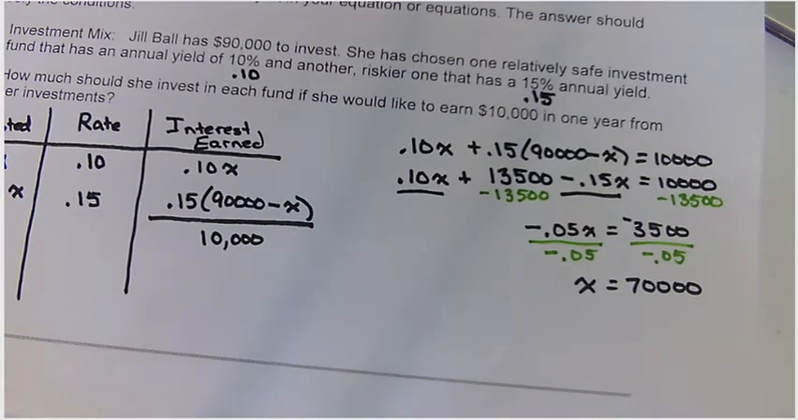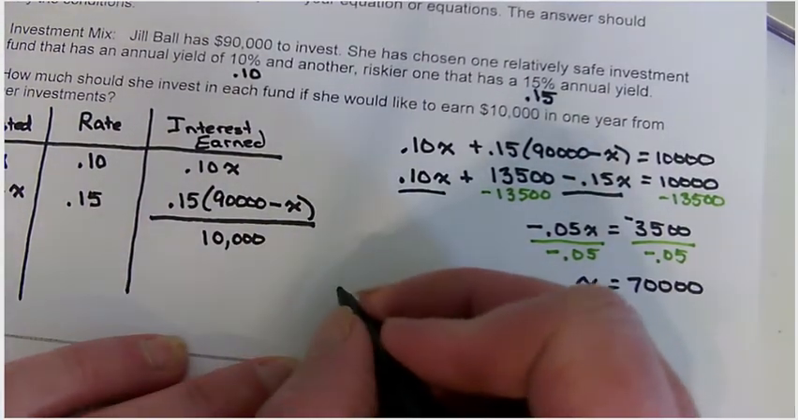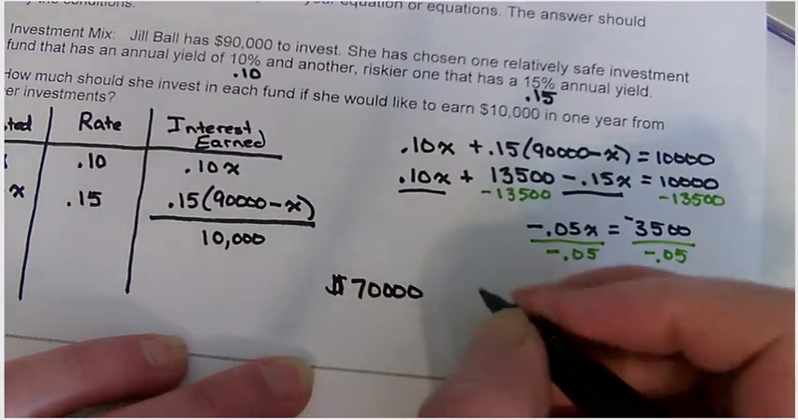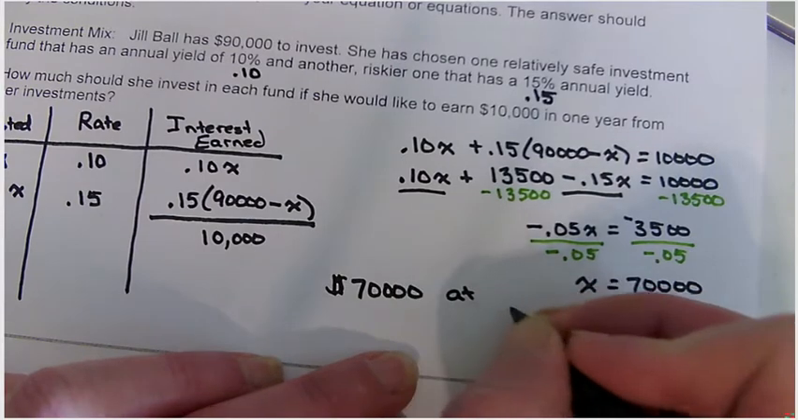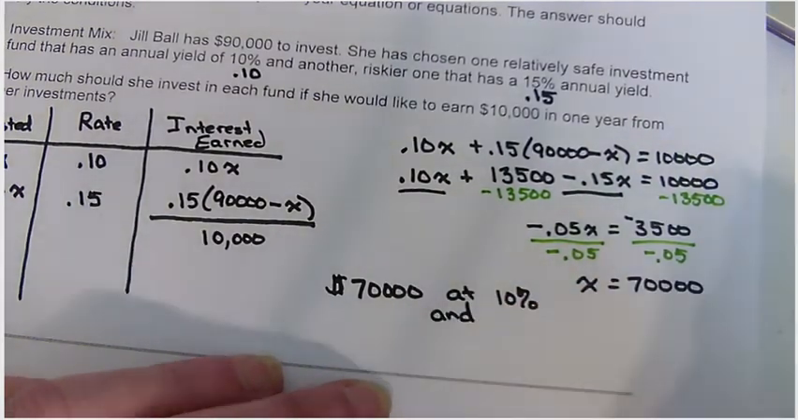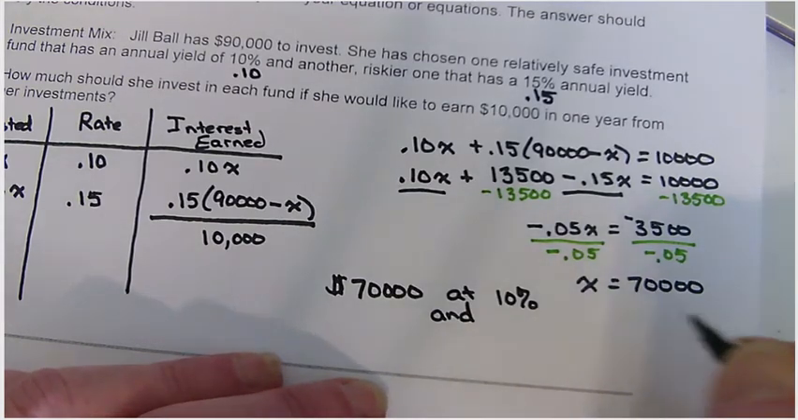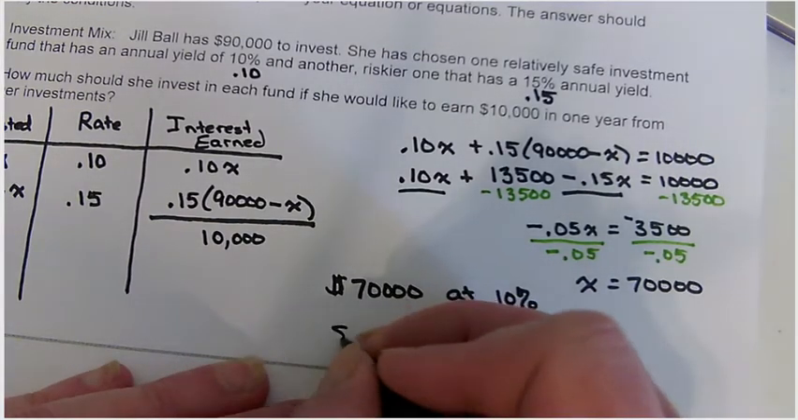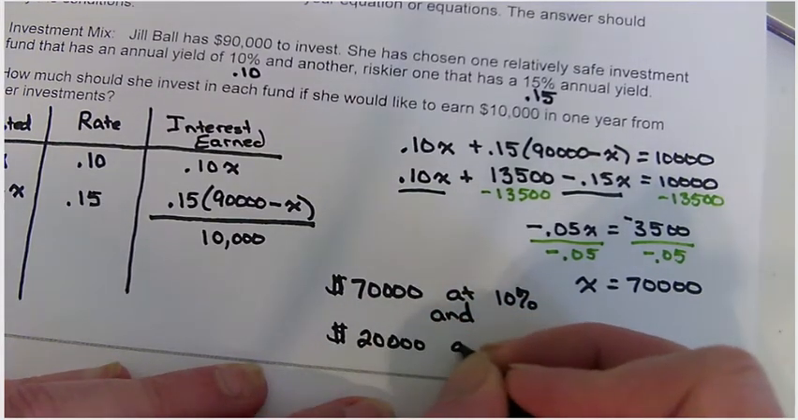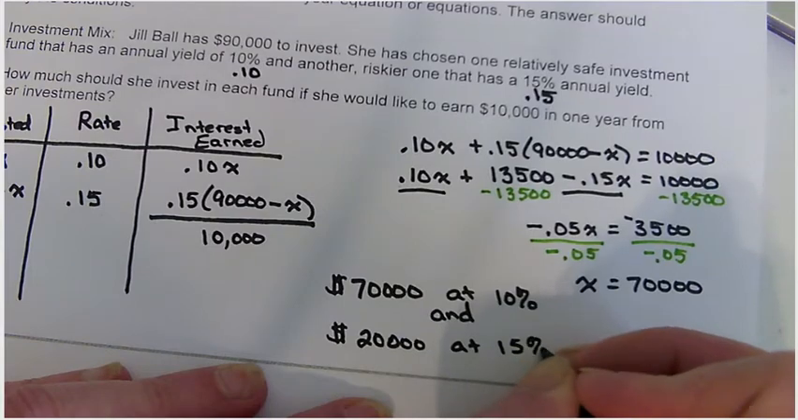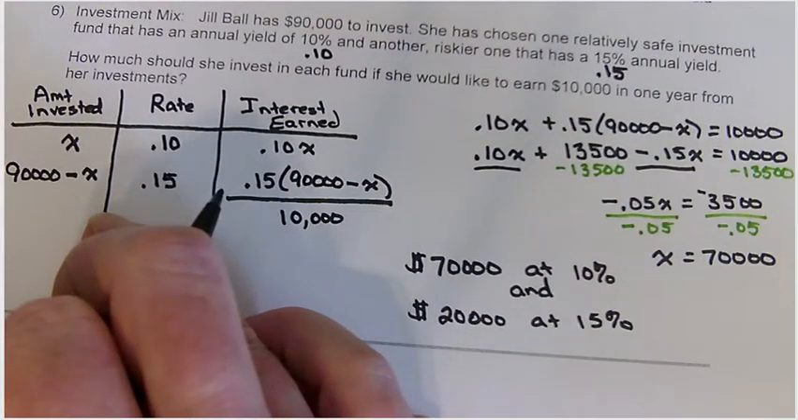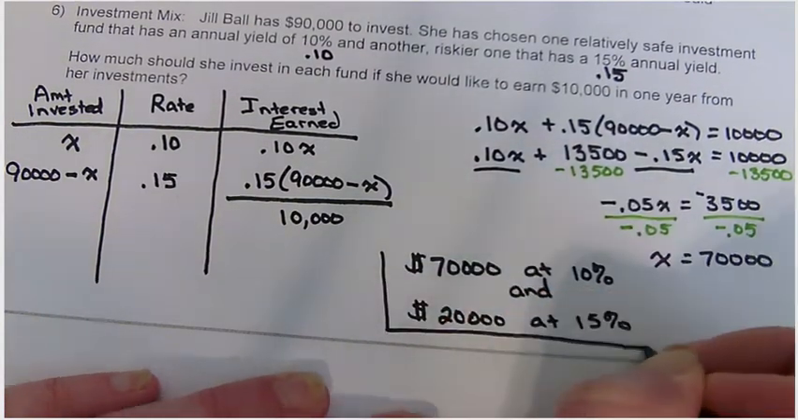All right, so if we're answering the question, she's going to invest $70,000 at 10%. And how much money is going to go in the other account? 20,000 at 15%. How do I know it's going to be 70,000 and 20,000? Because they have to add up to be that original 90,000 she invested.